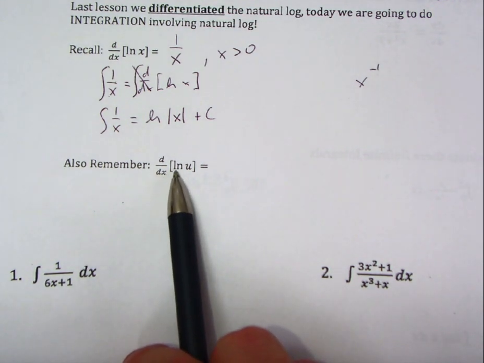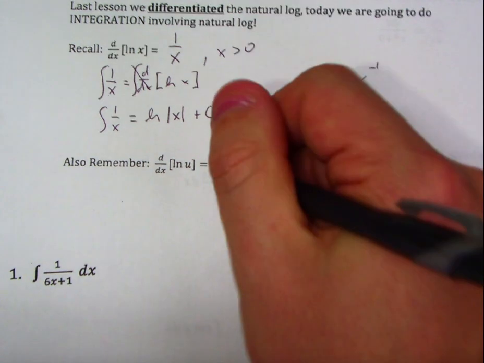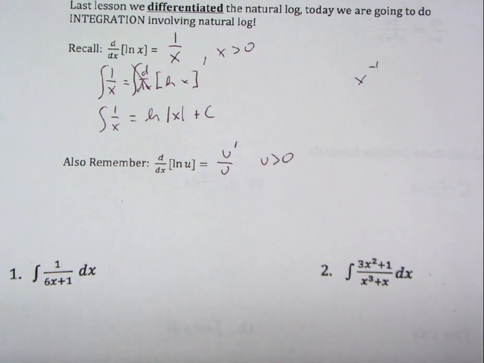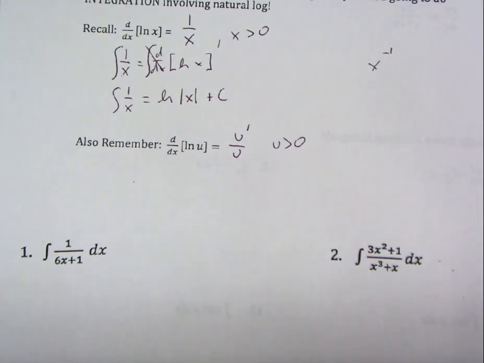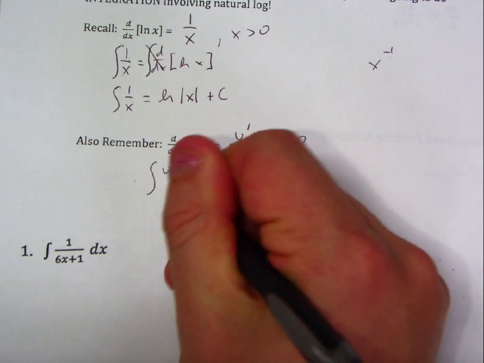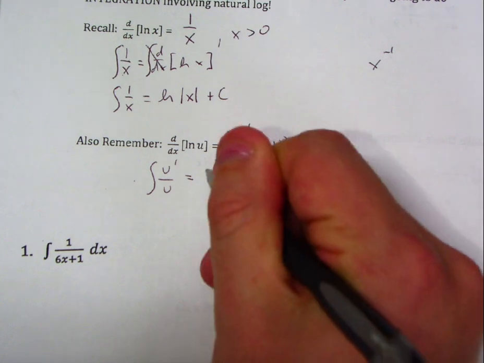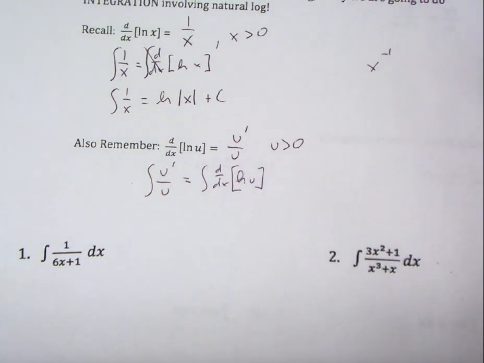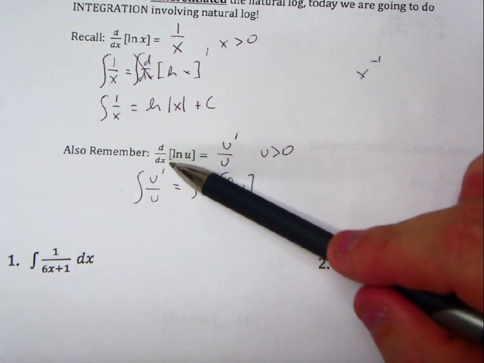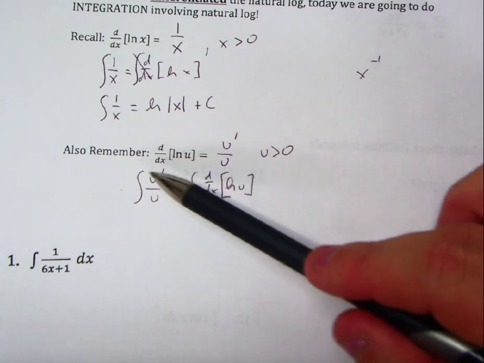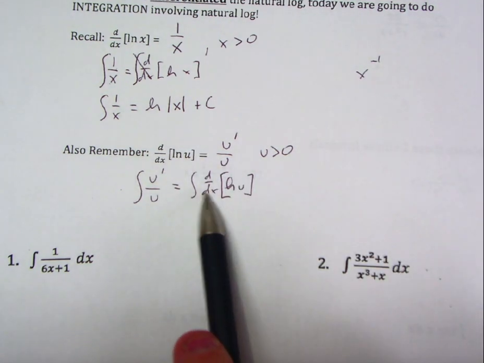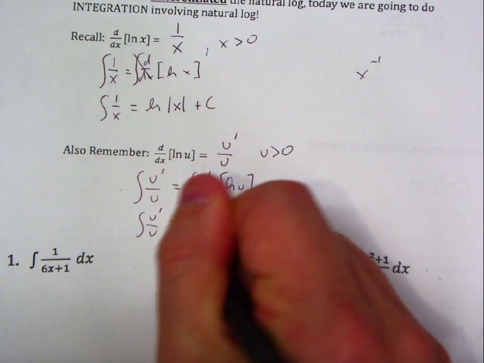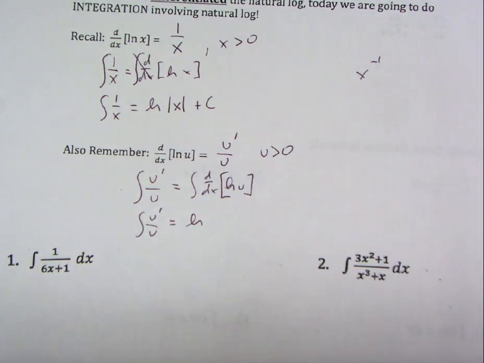Remember, if we differentiate the natural log of u with respect to x, we get u prime over u for u greater than 0. And we're going to kind of do the same exact thing that I did up here. I'm going to integrate u prime over u. So I have u prime over u equals the derivative of natural log of u. And I'm going to integrate both sides. And in doing so, the integral and the derivative cancel. And I get the integral of u prime over u equals natural log of the absolute value of u.